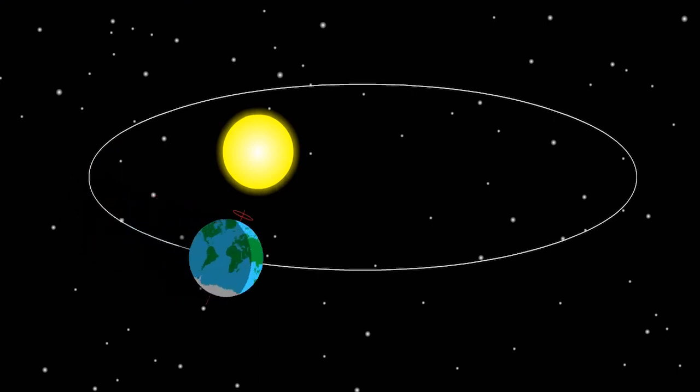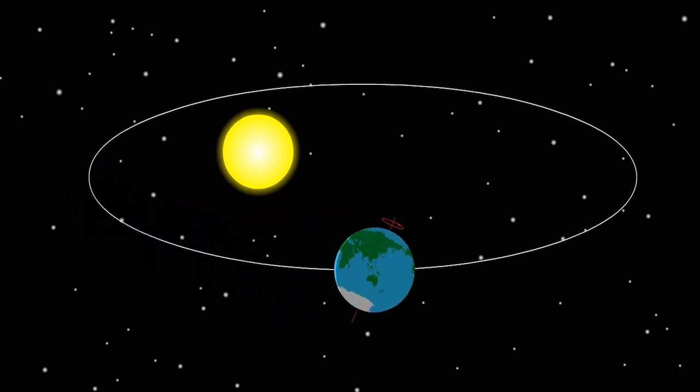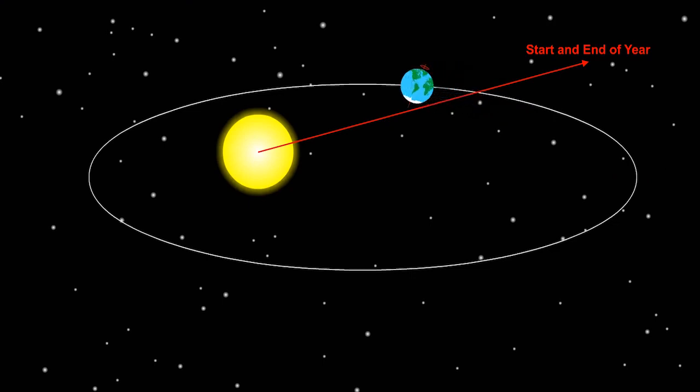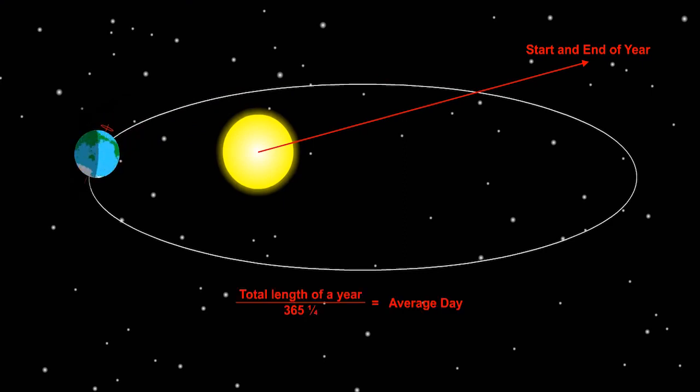The solution is to average out the solar day over a year. We take a particular point on the orbit. We define the time that it takes the Earth to return to that point as 1 year. The Earth rotates 365¼ times in that period. We therefore take the total time in a year and divide it by 365¼ to arrive at the length of an average day.